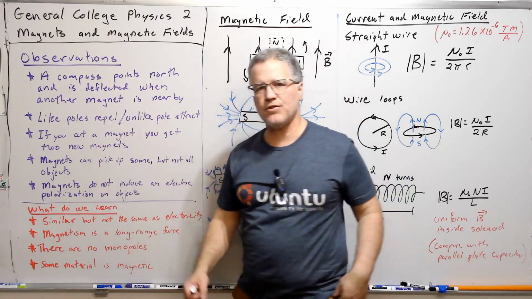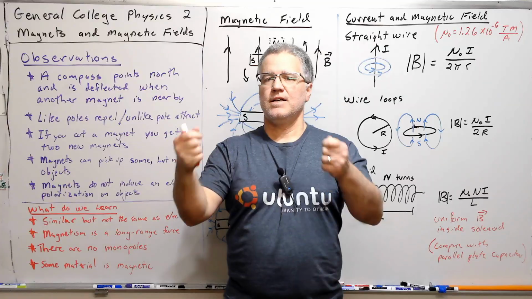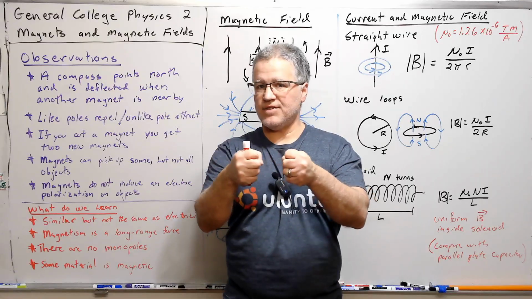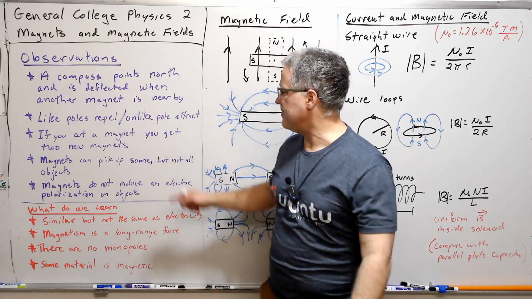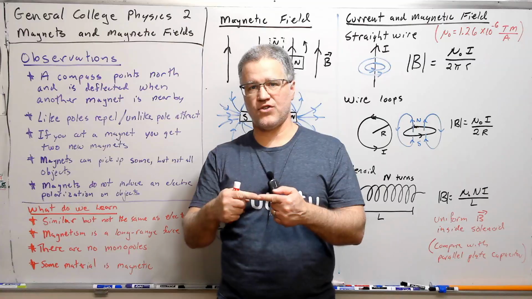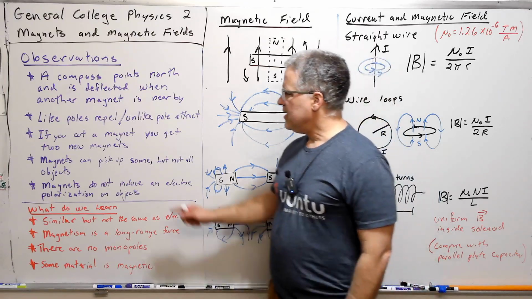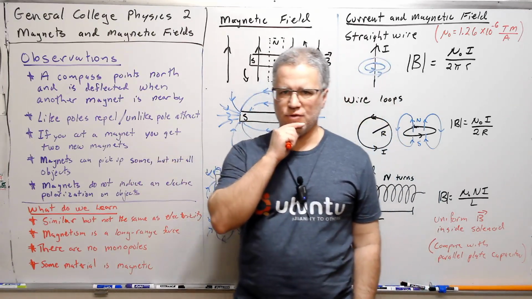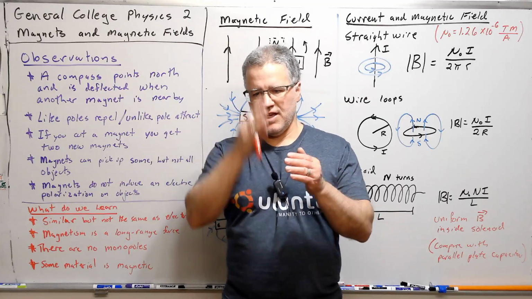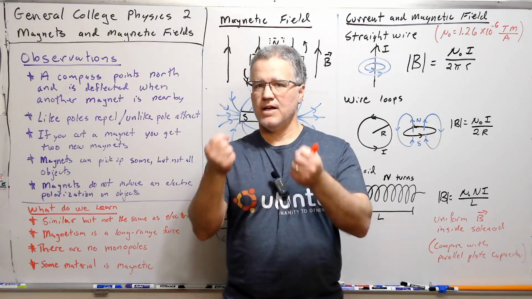Like poles will repel, so if we try to bring two norths together, we'll feel a repulsion, much like bringing two positive charges together or two negative charges together. And again, we do not have to touch these to feel this repulsion. If we bring a south and a north together, then we'll get an attraction, just like oppositely charged particles. Now, what's interesting here is if you cut a magnet, you get two magnets. So if you have a north and a south, and you cut it in half, you don't get a north and a south separately. Now, this is very distinct from an electric dipole.